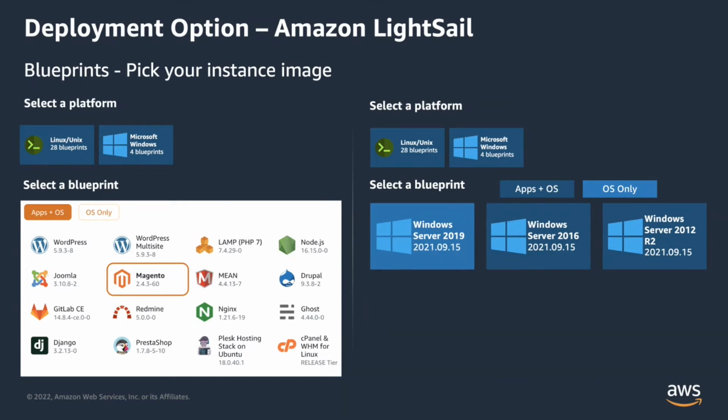So what would happen here is that customers can select between two platforms, which are Linux and Windows. And depending on the platform that you're choosing, in this case Linux, you would be able to see blueprints, which are nothing but application stacks and operating systems that are supported by that platform. If you choose Linux, you'll be able to access the latest version of the Magento image, and with some additional configurations, you can then launch a LightSail instance with Magento running on it.